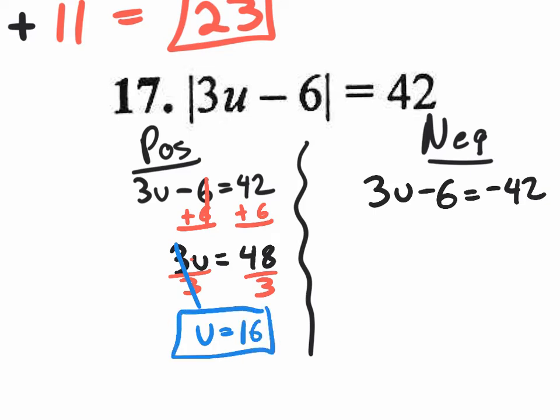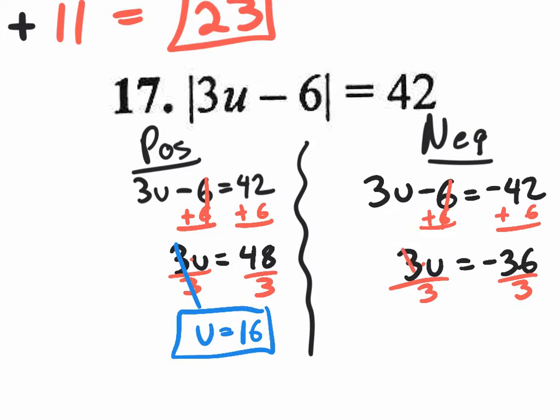On the other one, plus 6, negative 42 plus 6, that will be negative 36. So what we have is 3u equaling that negative 36. And finally, we are going to divide. To get rid of that multiplication of 3 in front of the u, we're going to divide by 3. And what you do to one side, do to the other side, divide by 3. You will get your final answer, u equaling negative 12.